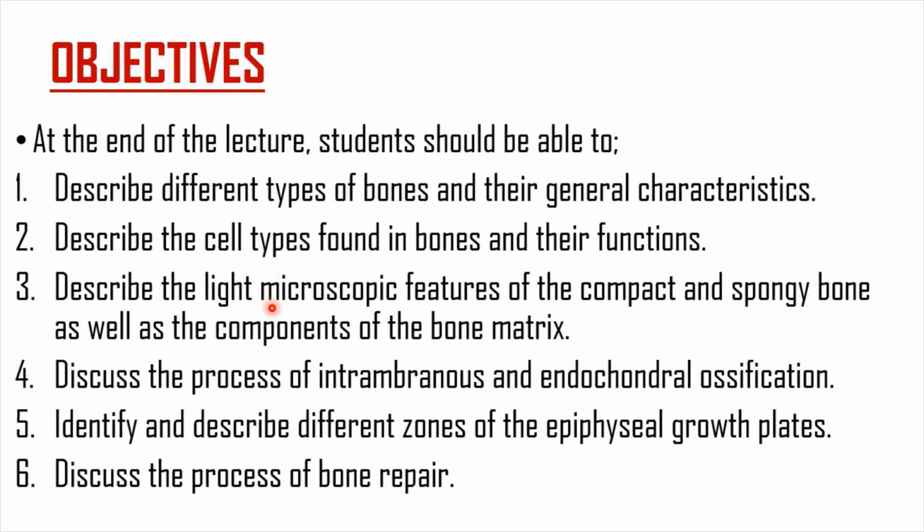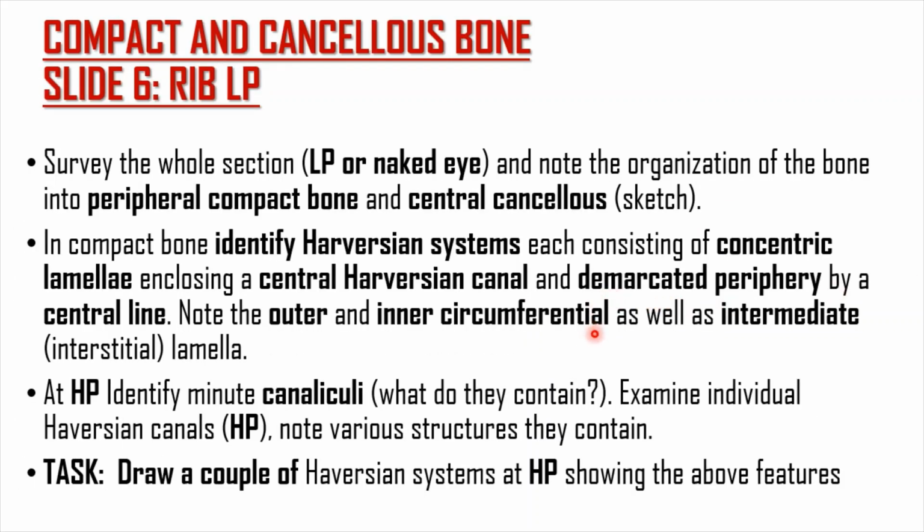These objectives are very important because these are the same objectives that we bring in theory histological questions in anatomy. Once you clearly explain and understand this, then the histology practical and the theory won't be a problem for you. All right, now let's look at compact bone, which is from slide number 6 from the rib.